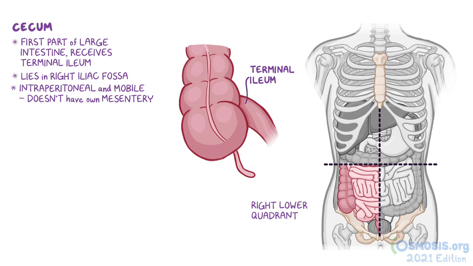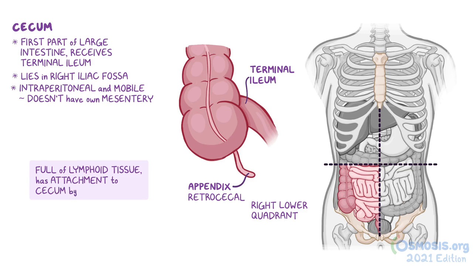On its posteromedial wall, inferior to the ileocecal junction, the cecum has a blind-ended organ called the appendix, which can vary in length up to and over 10 centimeters. The appendix is usually retrocecal, meaning behind the cecum, but its position can vary a bit as well. It's full of lymphoid tissue, and its proximal part has attachment to the cecum by a small mesentery called the mesoappendix.